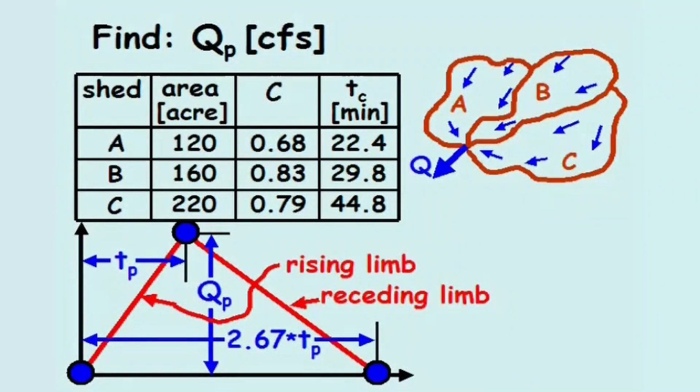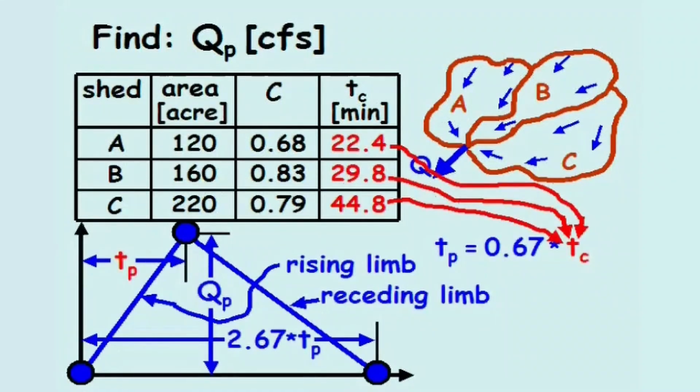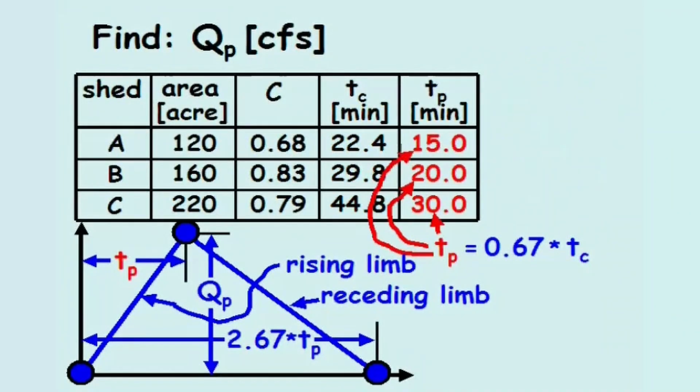Unless a time to peak is provided, it can be approximated as 0.67 times the time of concentration. The times of concentration are plugged into the equation, and the times to peak for each watershed are calculated and rounded to the nearest minute.